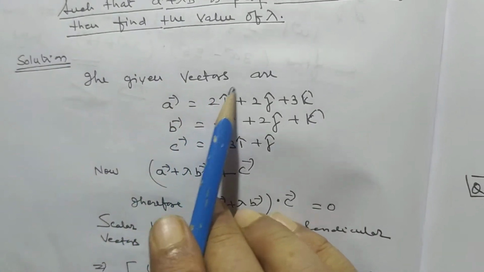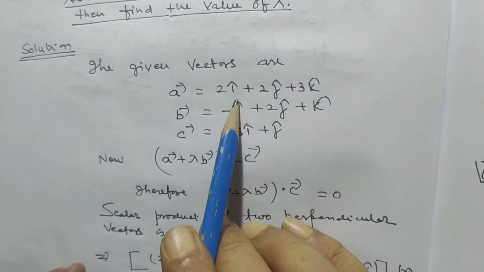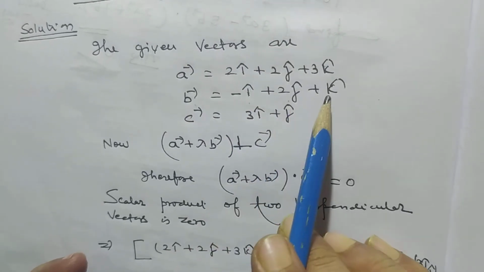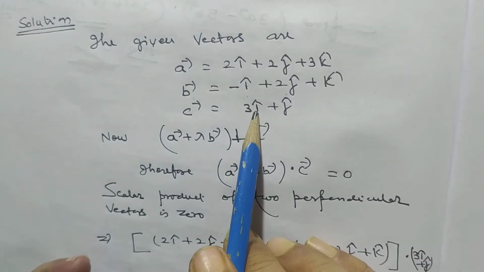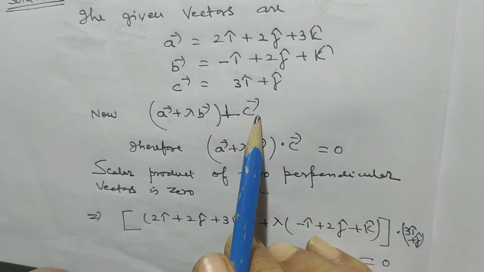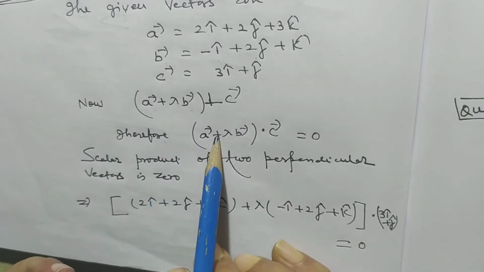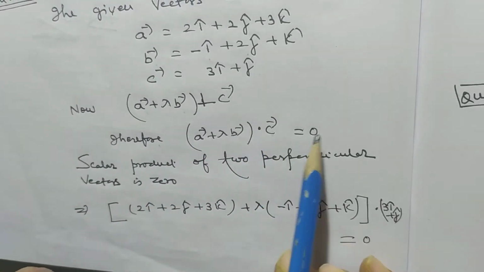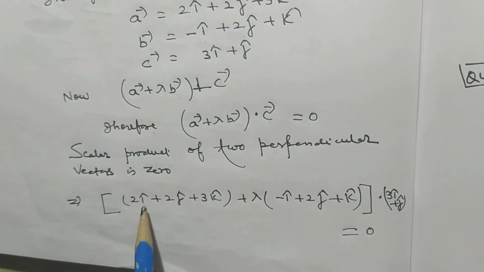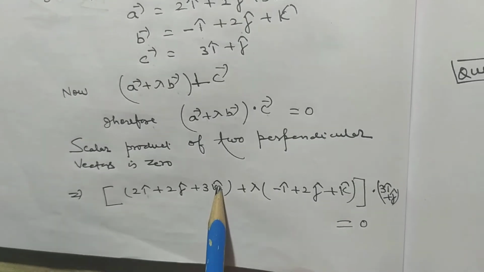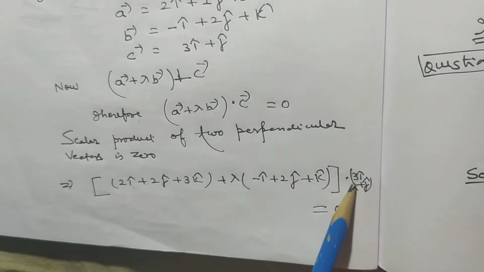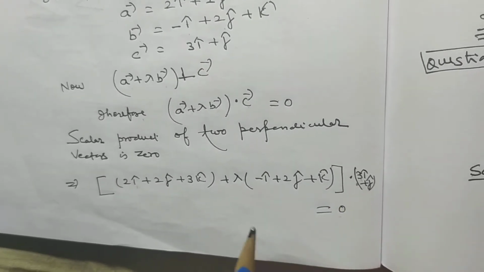My dear student, the given vectors are vector A is equal to 2I plus 2J plus 3K, vector B is equal to minus I cap plus 2J cap plus K cap, vector C is equal to 3I cap plus J cap. Now, vector A plus lambda times vector B is perpendicular to vector C. Therefore, vector A plus lambda times vector B dot product with vector C is equal to 0. Scalar product of two perpendicular vectors is 0. So 2I plus 2J plus 3K plus lambda times minus I plus 2J plus K into 3I plus J is equal to 0.